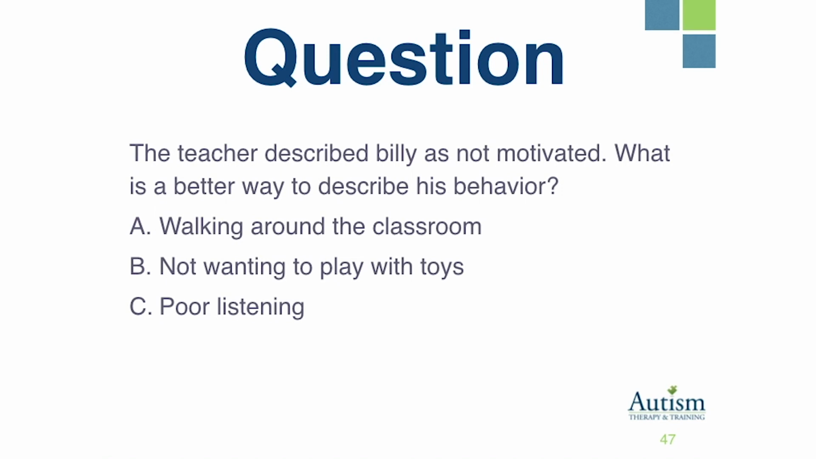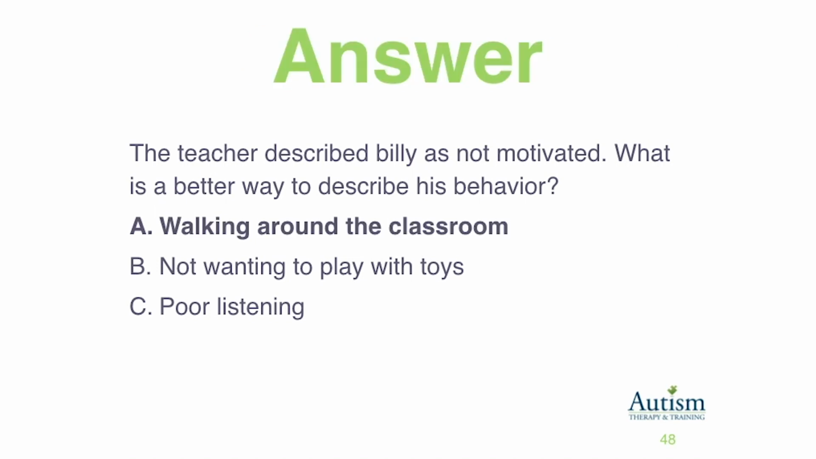The teacher described Billy as not motivated. What is a better way to describe his behavior? A, walking around the classroom. B, not wanting to play with toys. Or C, poor listening. And the correct response is A, walking around the classroom.